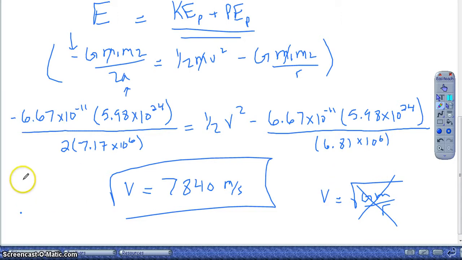But anyway, hopefully this question makes sense. Like I said, this is probably one of the toughest two questions on this homework assignment. So if this is something that gives you trouble, just make sure you let me know so I can help you get more practice with this.